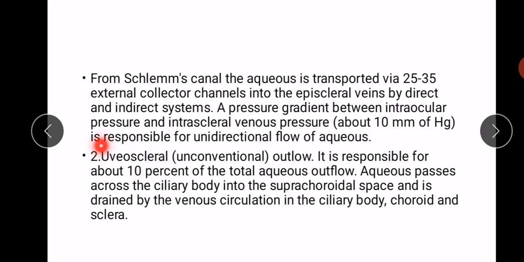Second is uveoscleral or unconventional outflow. The first one was trabecular outflow and the second is uveoscleral or unconventional outflow. It is responsible for about 10% of the total aqueous outflow. Aqueous passes across the ciliary body into the suprachoroidal space. From the suprachoroidal space, it is drained by the venous circulation in the ciliary body, choroid and sclera.